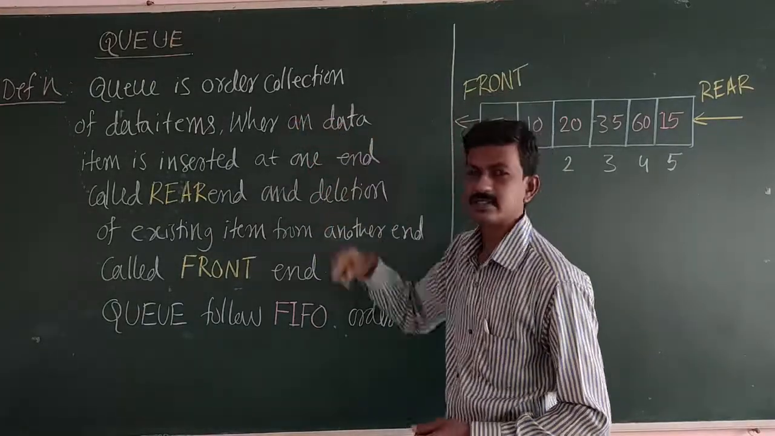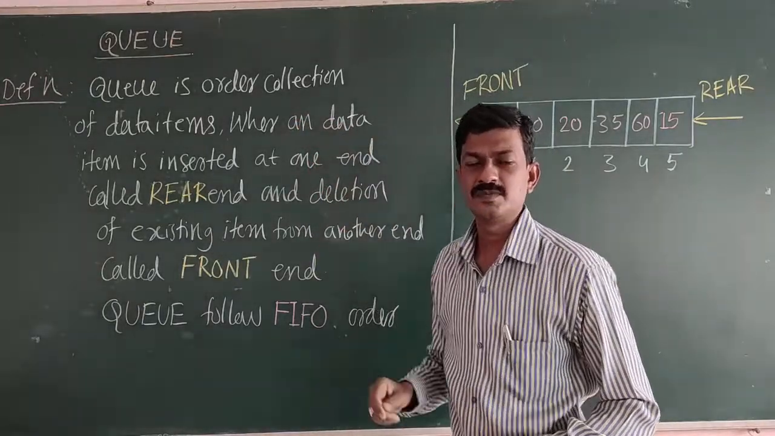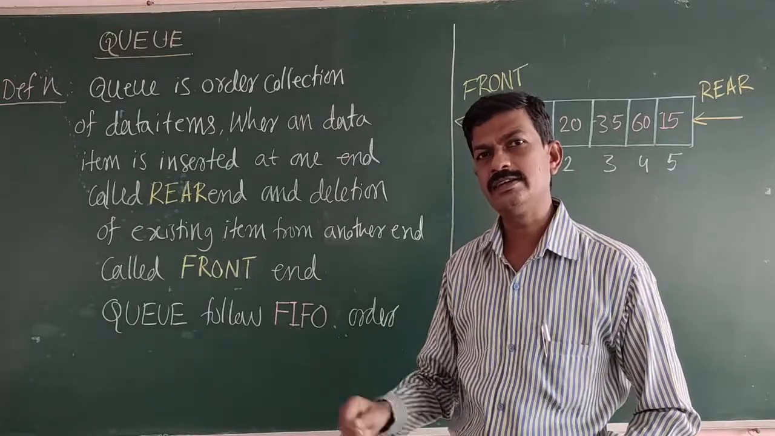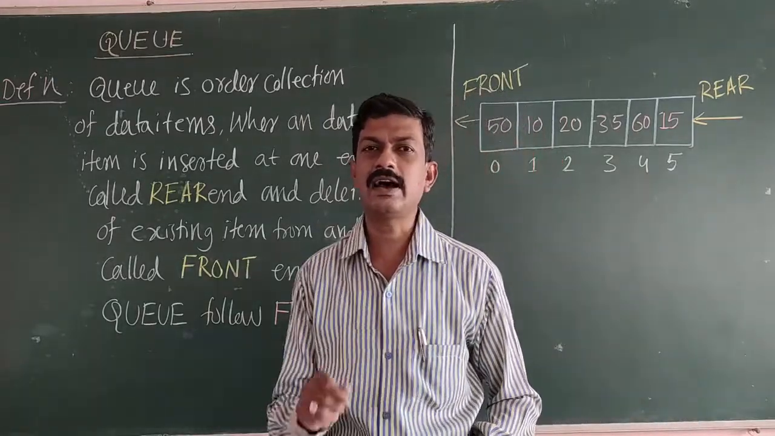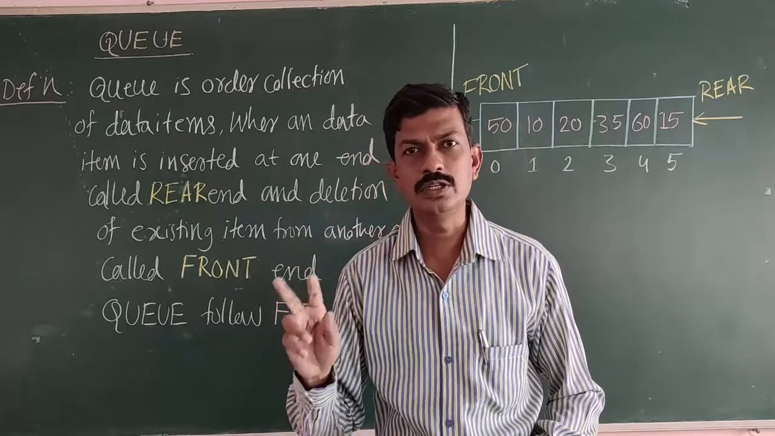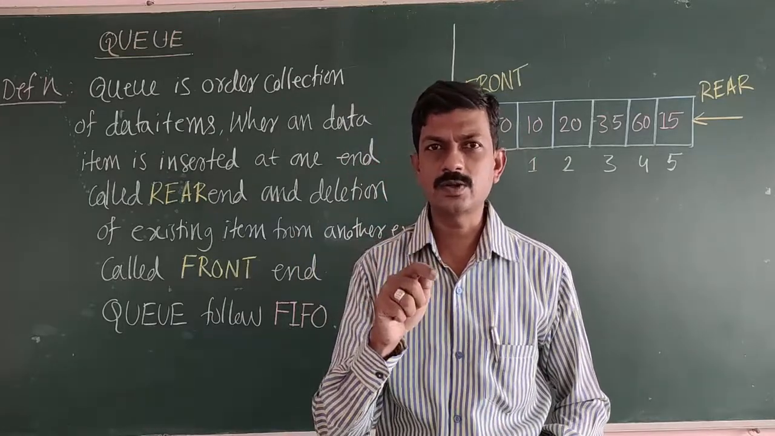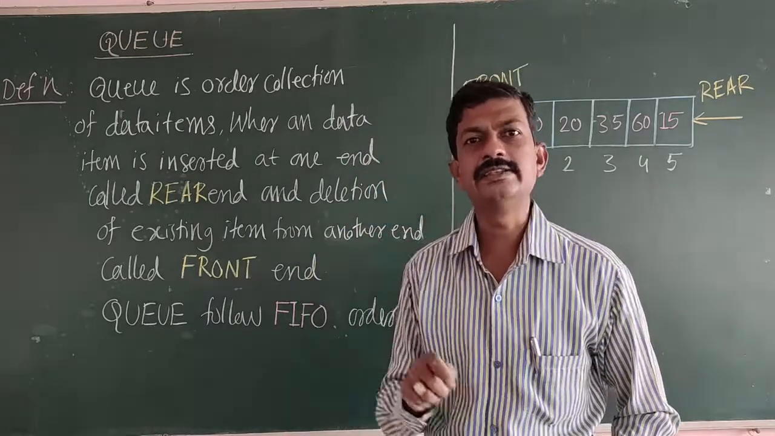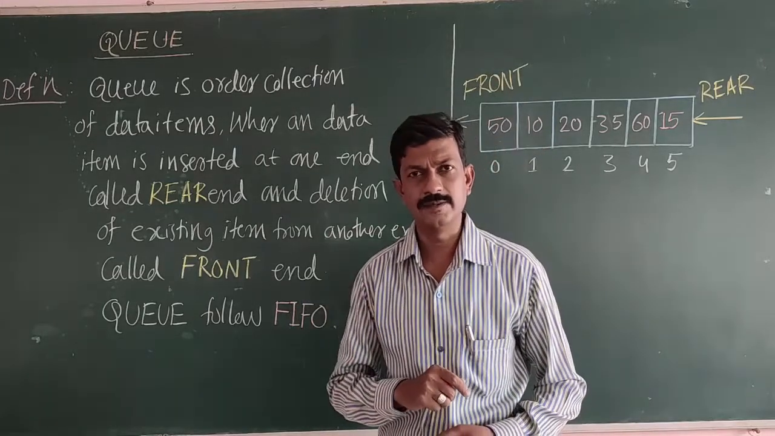Queue is an ordered collection of data items in which insertion of a new element and deletion of an existing element always take place at two different ends. The insertion end is called the rear end and the deletion end is called the front end.